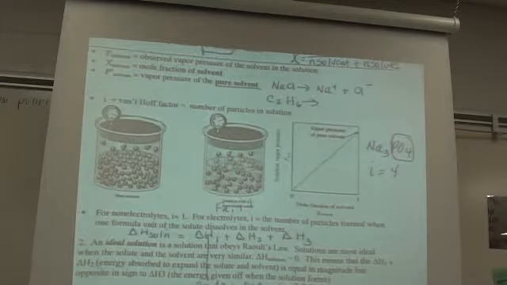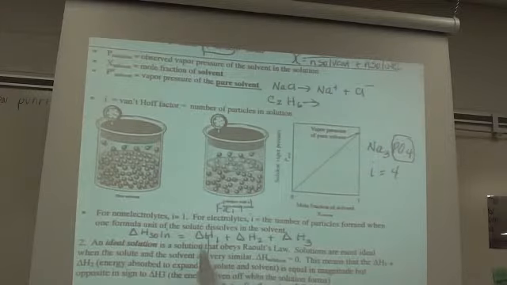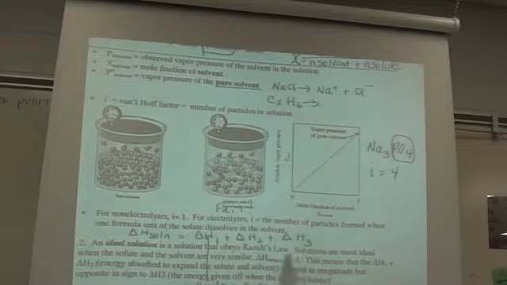An ideal solution is going to have delta H1, delta H2, and delta H3 add up to be zero.